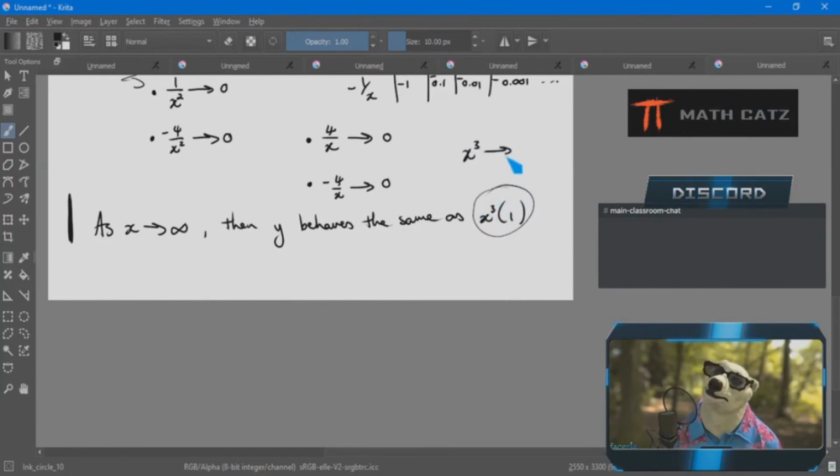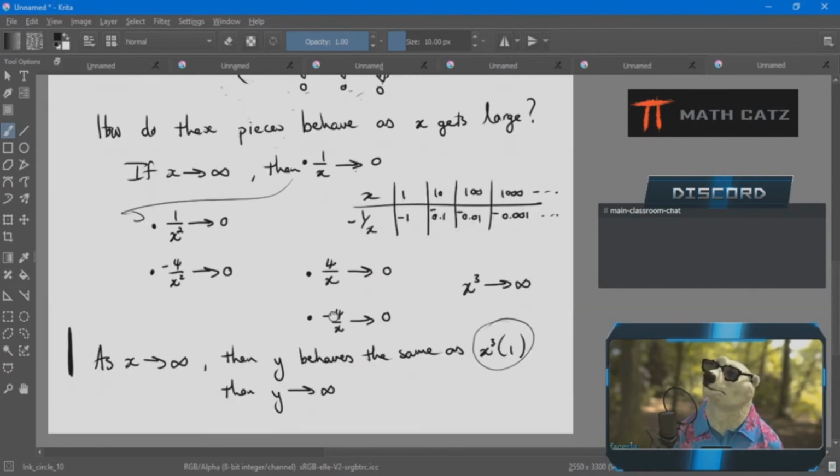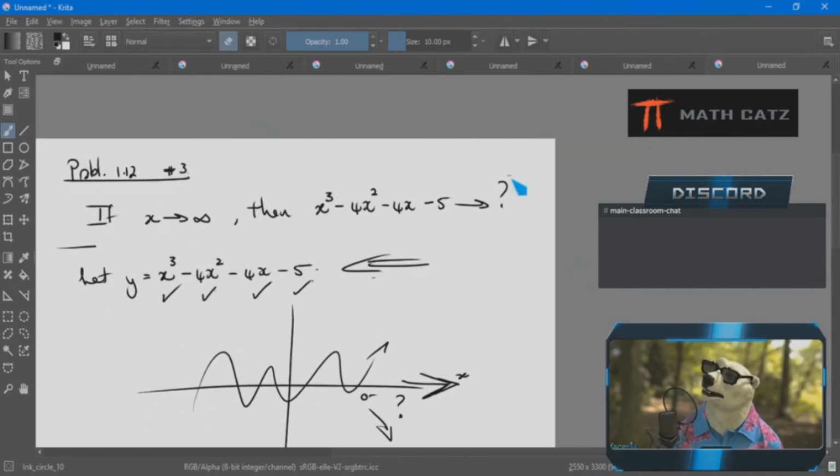This is just x cubed, and x cubed gets bigger and bigger as x gets bigger and bigger. Therefore, I can conclude that my original polynomial that was more complicated also gets bigger and bigger in size as x gets bigger. I don't know what's happening in the middle. All I know is eventually the y values will blow up as well. If x is bigger and bigger, then these function values, these y values, will get bigger and bigger.